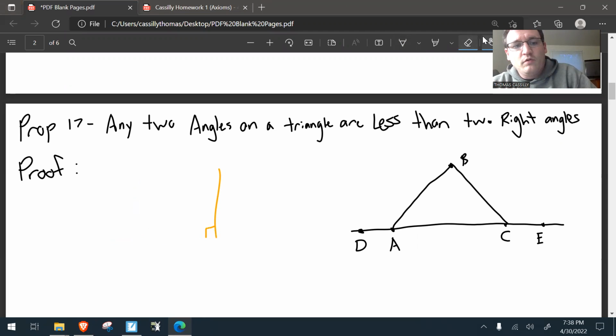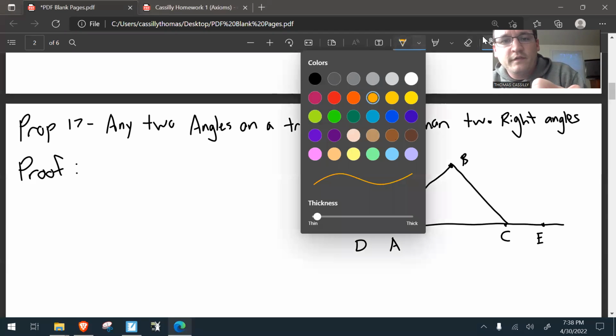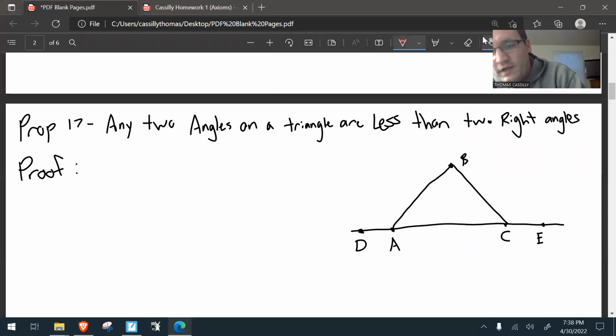Our goal is to show that any two of these angles added together are less than two right angles. I'm going to use some shorthand: I'm going to call these angle 1, angle 2, angle 3, 4, and 5, because more times than not, I get my letters confused.